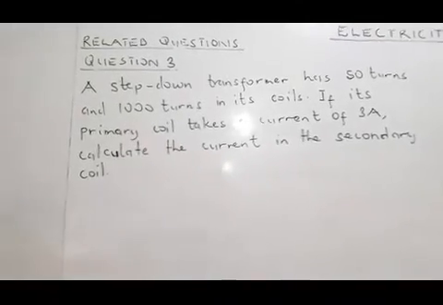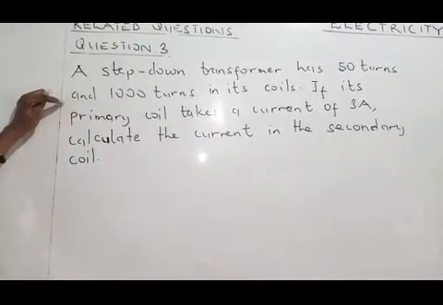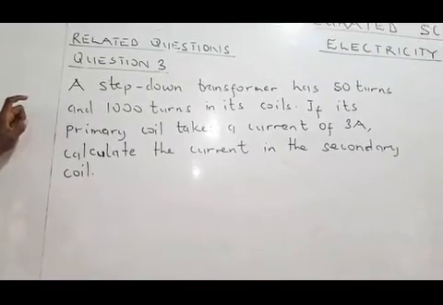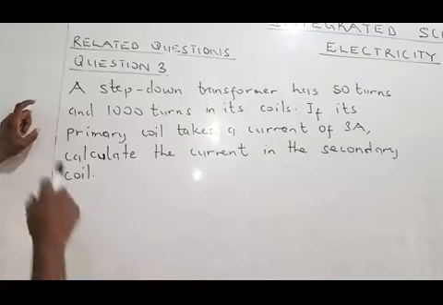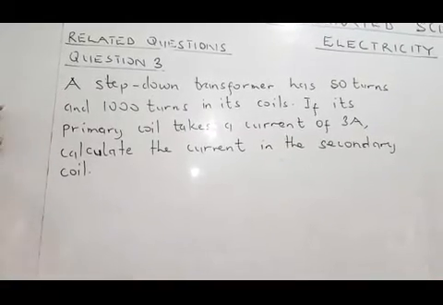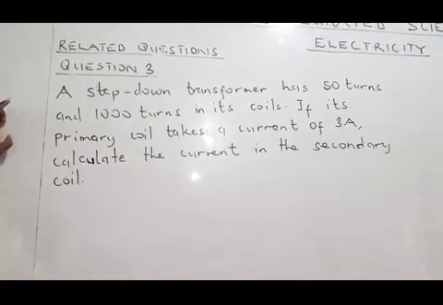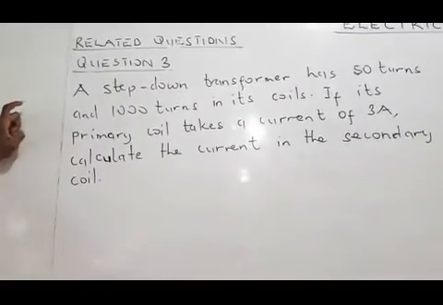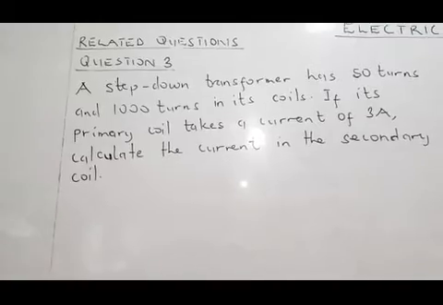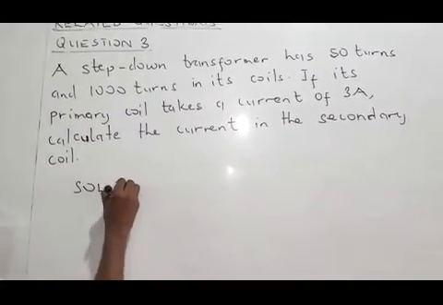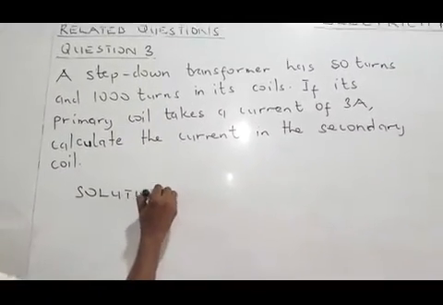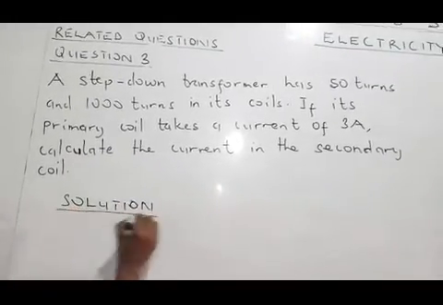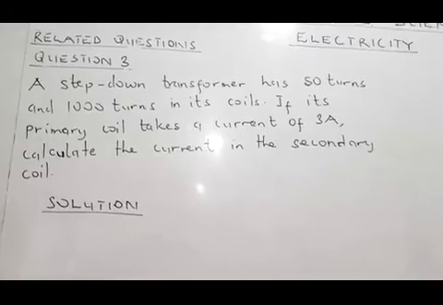So if you don't know the properties of a step-down transformer, you will not be able to solve the question correctly, because we have 2 turns here, 50 turns and 1,000 turns. One of the turns is for the primary and one is the secondary. If you interchange them, then your solution will be wrong. So the question is, which of the turns is the primary, and which of the turns is the secondary?